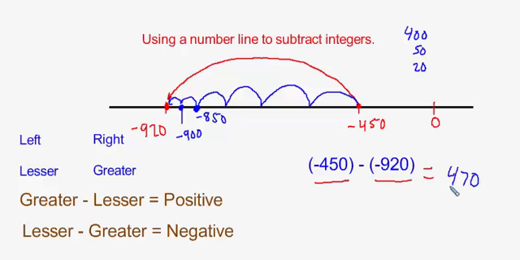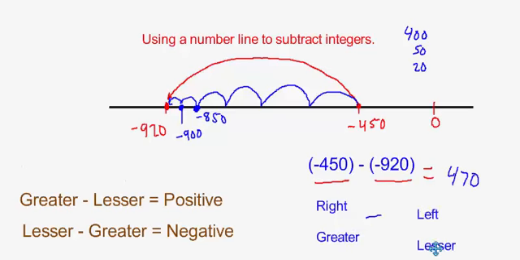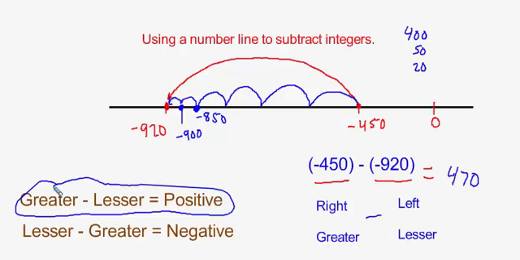Now I just need to know whether this would be positive or negative. So if you look at it, the negative 450 was written first, and it's to the right relative to this number. So I took a number on the right, which would be greater in value, and then I subtracted negative 920, which is further to the left, so it is of lesser value. And when you take numbers of greater value and subtract numbers that are lesser in value, you get a positive result, telling me that the answer to this problem is 470.